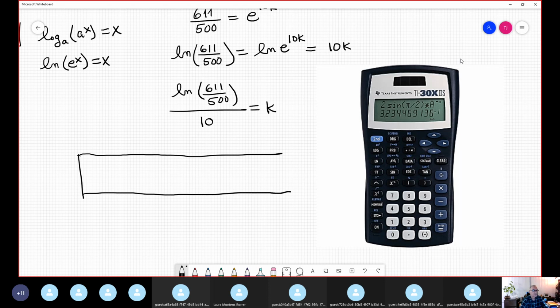Try to follow me. You press ln parenthesis. When you press that key, we have ln parenthesis, good. And you put inside 611 divided by 500, and press close parenthesis. I type in my calculator 611 divided by 500 and close the parenthesis, and division by 10. Then press enter.